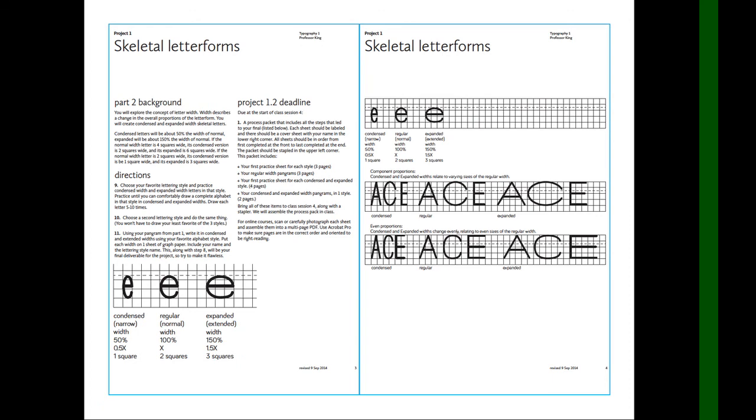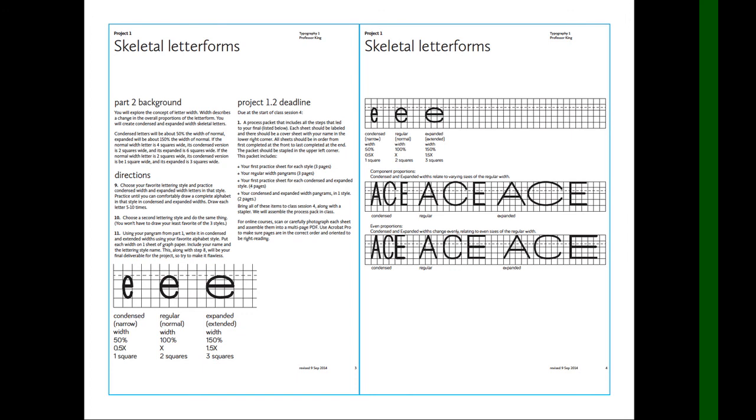So, what is your project? What is part 2 of your project, I should say? It's very simple. You're going to go through the lettering styles. You're going to choose 2 of the lettering styles. You get to throw away one. Whichever lettering style was your least favorite, you don't have to do it for part 2. So step 9 in the directions is to choose your favorite lettering style, whichever one of the 3 was your favorite, and practice condensed width and expanded width in that style.